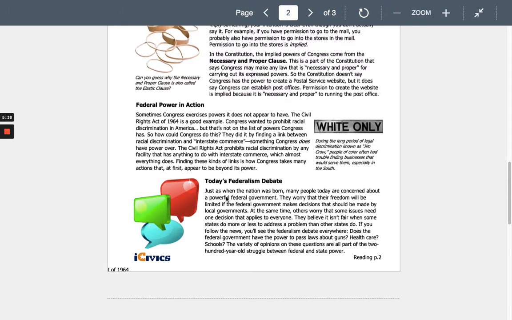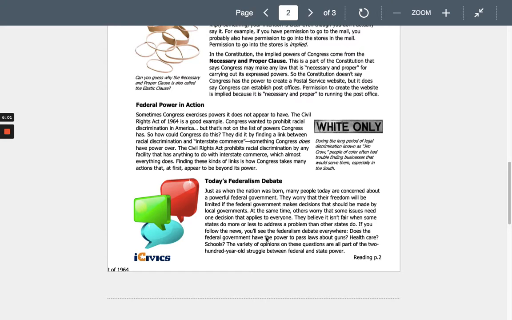Just as when the nation was born, many people today are concerned about a powerful federal government. They worry that their freedom will be limited if the federal government makes decisions that should be made by local governments. At the same time, others worry that some issues need one decision that applies to everyone. They believe it isn't fair when some states do more or less to address a problem than other states do.